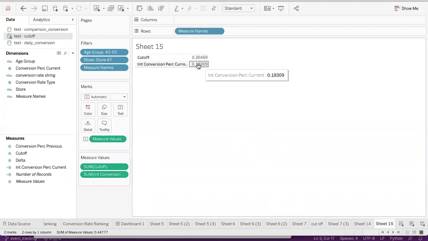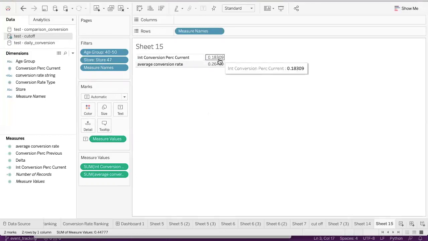So what this number basically means is, on average, for most 40 and 50-year-olds, without looking at store, across all the stores in this company's data set, the average is 0.2649. So it's 26%. So actually, let's say this is more like the average conversion, which would be a better term for this. So this is the average conversion rate, and this is the conversion rate for this specific store. This is 18% and this is 26%.